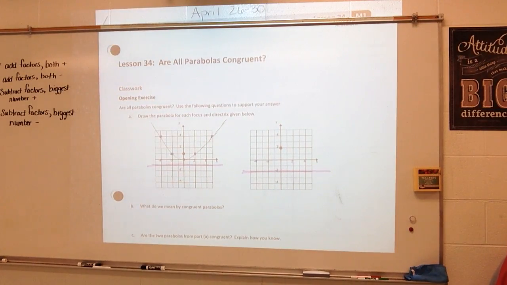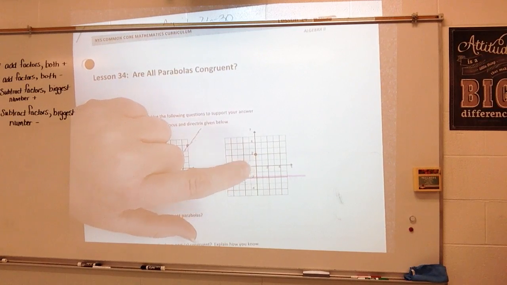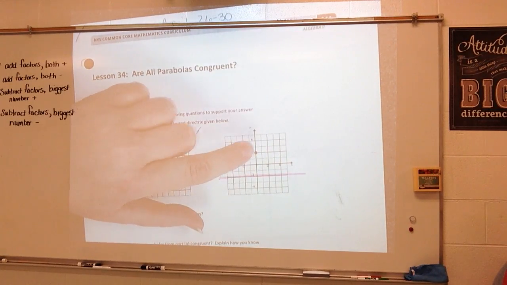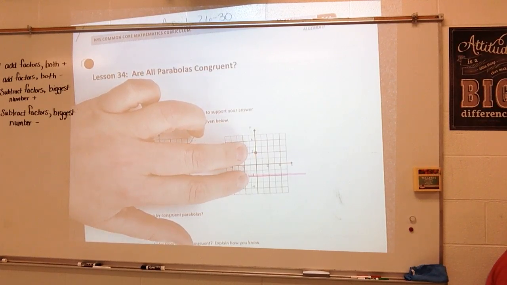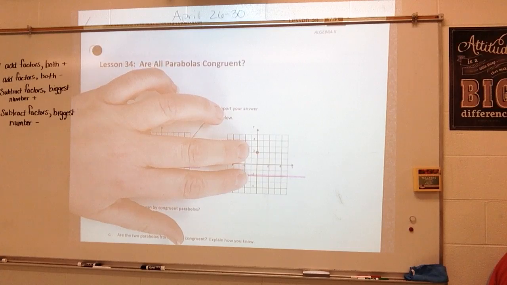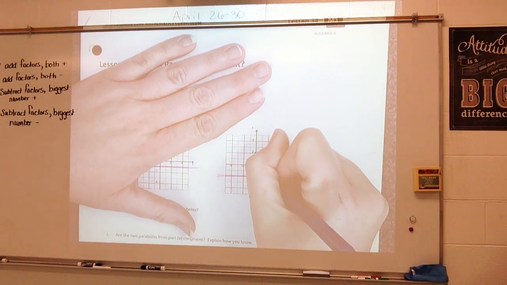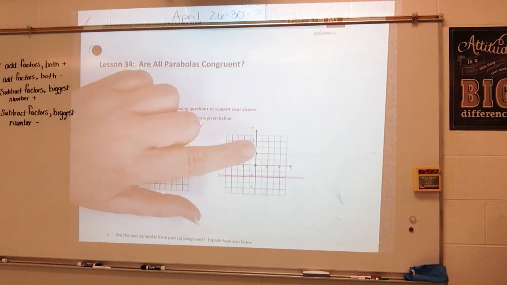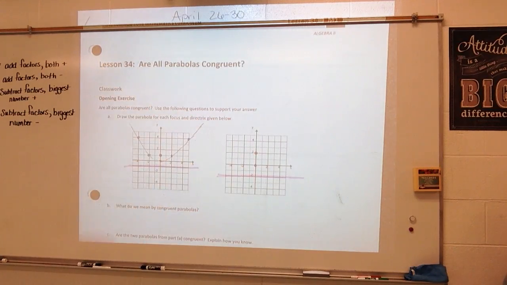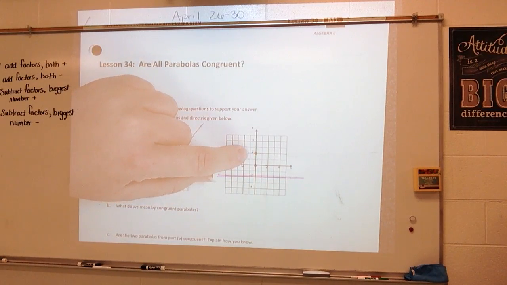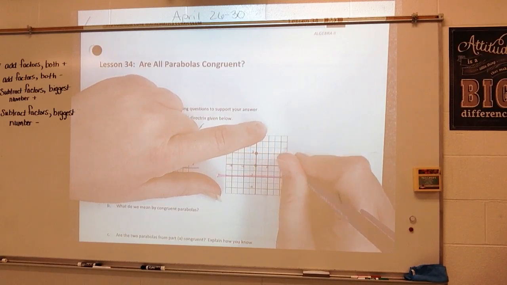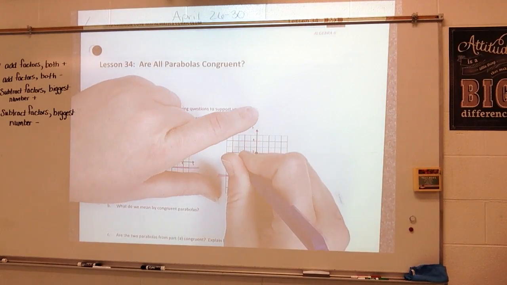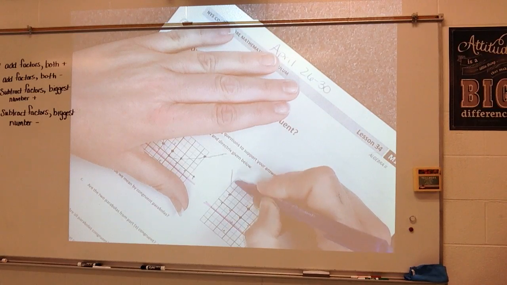Now let's look at the next one. Now my directrix is -2, and the focus point is at 2. That means the distance is 4. Divide that in half, and that is 2. So 2 and 2, the distances are equal. Then I go to 4, and I'm 4 away. So here's this parabola.